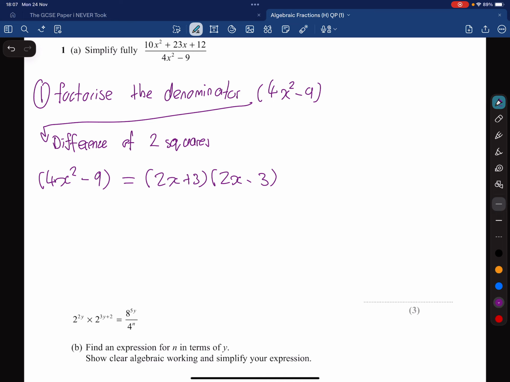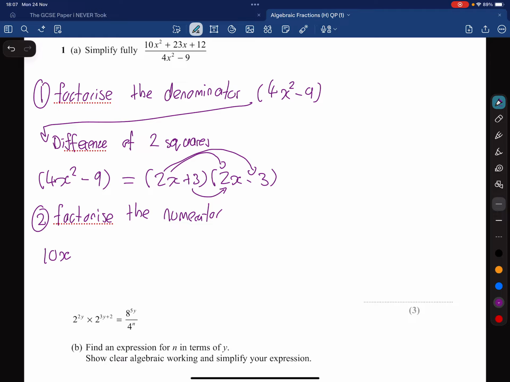Okay, does that make sense? Because then we'd have 4x squared minus 6x plus 6x, so the x coefficient cancels out, and then we have minus 9 because 3 times minus 3. And now I'm going to factorise the numerator, which is 10x squared plus 23x plus 12.